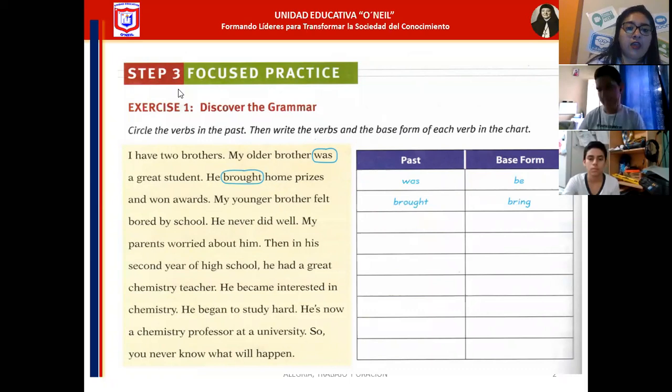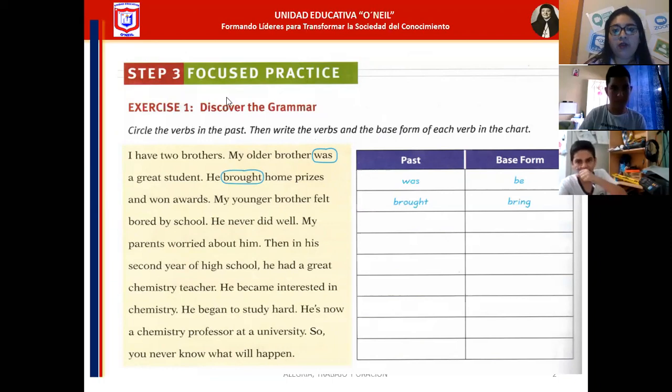Okay, thank you. In the first sentence, we circle was, okay? And in the second sentence, circle brought. And let's continue with the other sentences. If you look at, he brought home prizes and won awards.